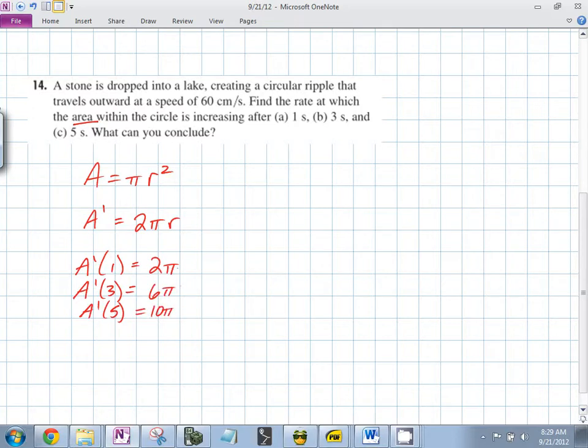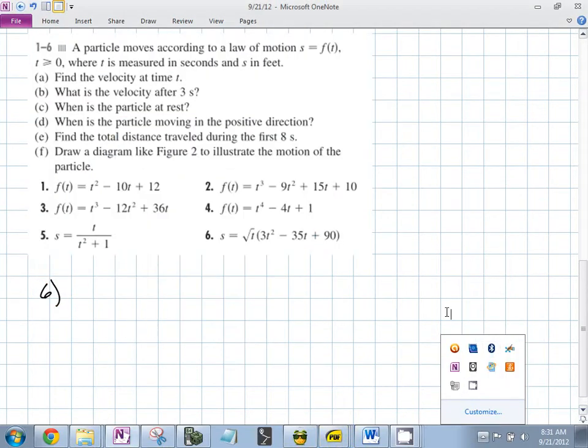What are the units on this going to be? Centimeters per second? Nope. Area is not measured in just centimeters. Centimeters squared per second. Correct. There it is. You just did your first related rates question. Oh, I'm so proud of you.